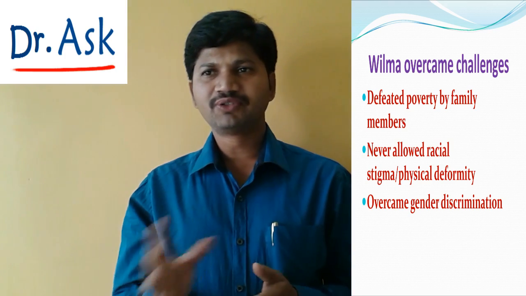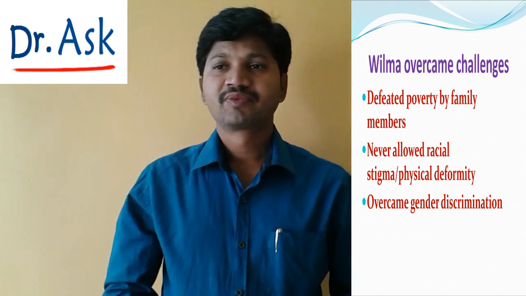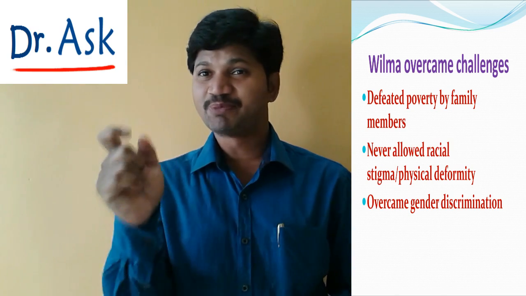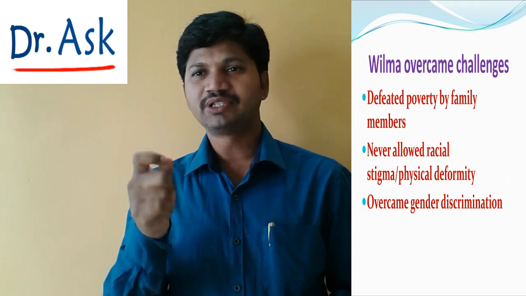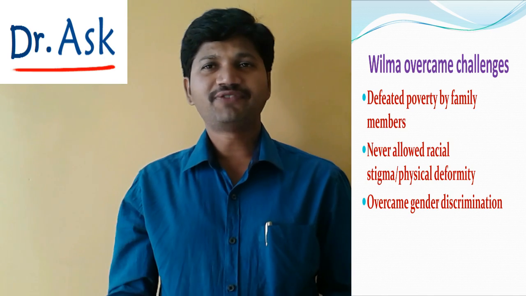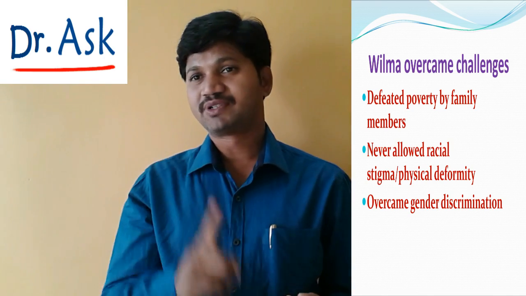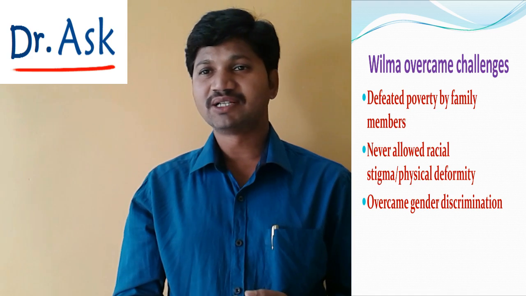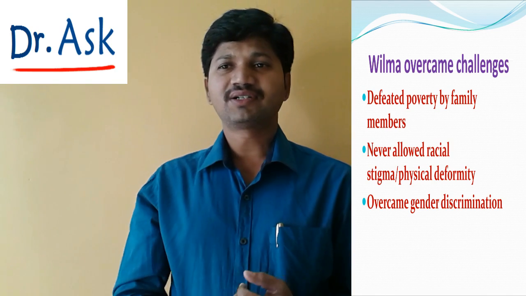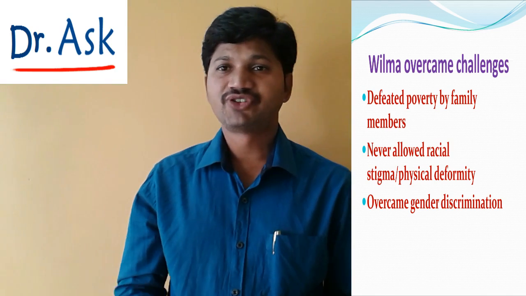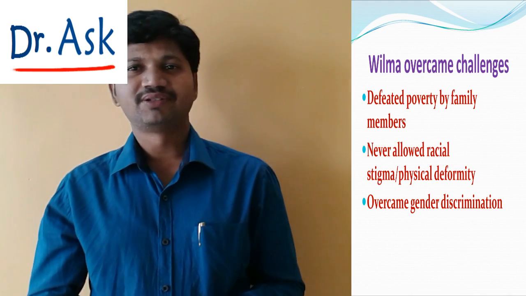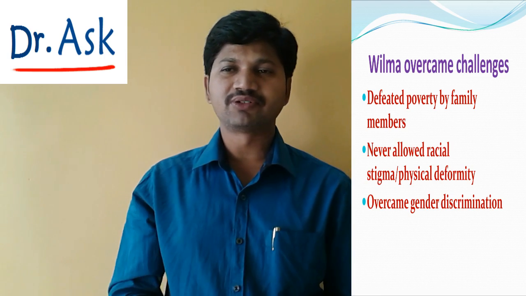Although she was born in a very poor family, she was not poor in spirit, because even the coach said that with this spirit, nobody can stop you. Nobody can stop you from becoming the fastest runner in the world. And finally, first of all, she defeated even the poverty. That is the basic thing she had in the family as a threat, as a challenge. And she got wonderful support from the family members, and she never allowed the racial stigma into her mind, that she was a black woman, a downtrodden woman in the society.